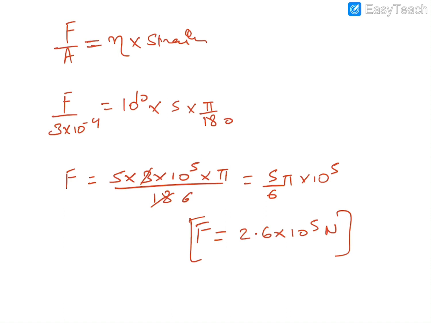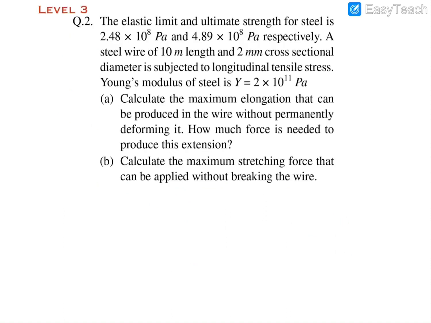Now we move on to the next question. In this question, it is given that the elastic limit and the ultimate strength of the steel are this and this. Now elastic limit is that stress above which the steel would enter into plastic region, and it would not regain its original shape and size once it is deformed. And ultimate strength, as the name suggests, is the maximum stress which that material can bear without breaking.